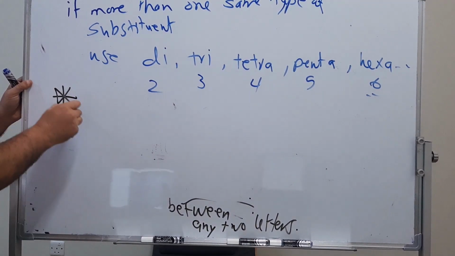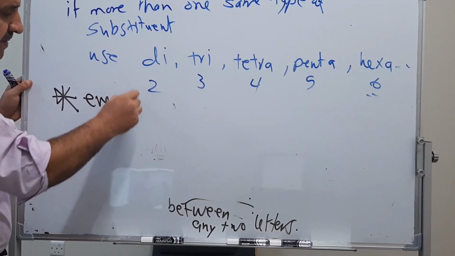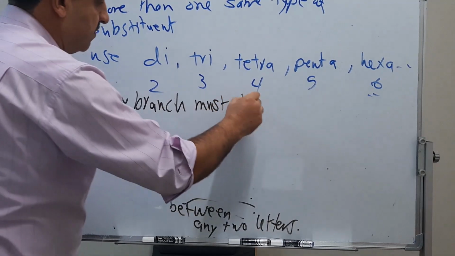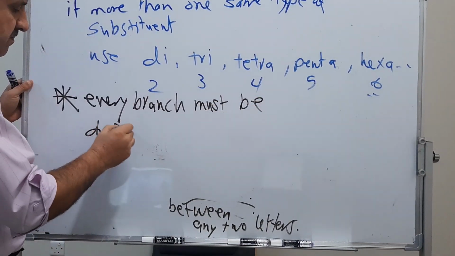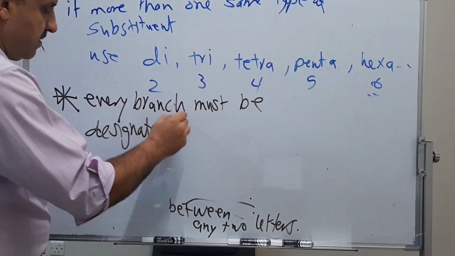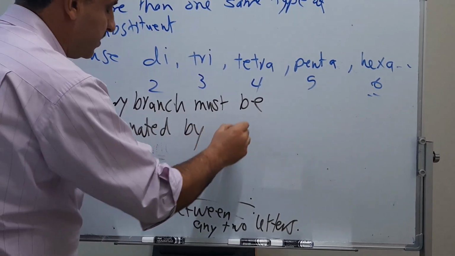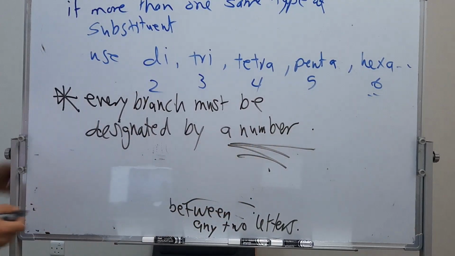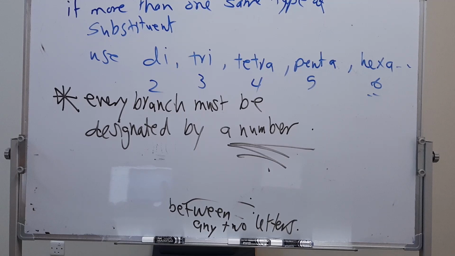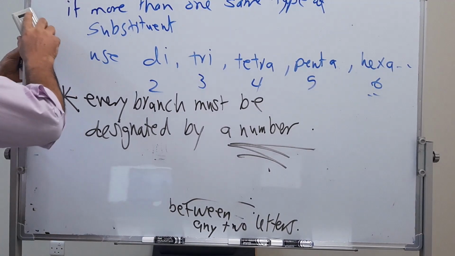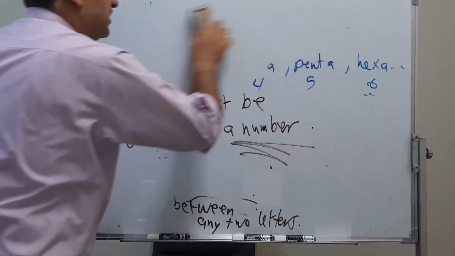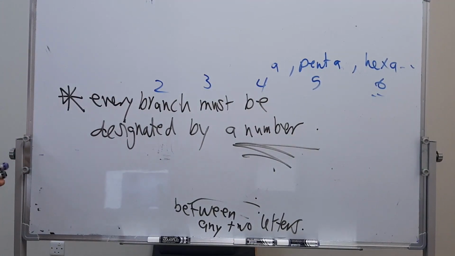Remember a very important rule. Every branch must be designated by a number. It's very important. Let's keep this in mind and then take another, let's say, more complex question. Let me just give you another example.